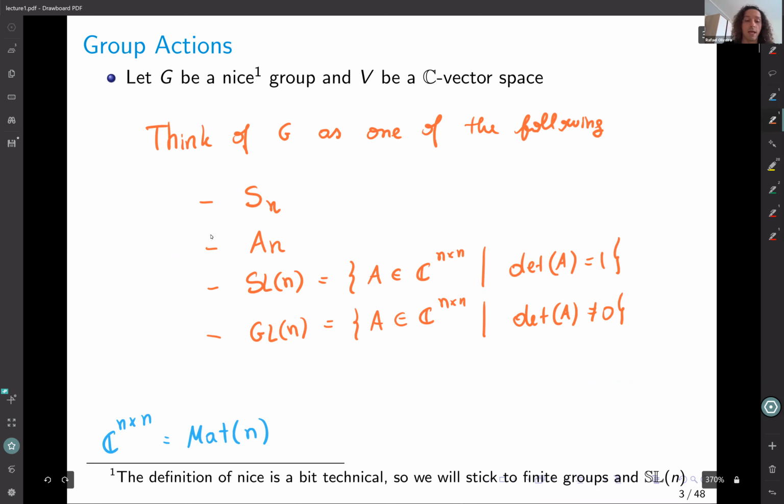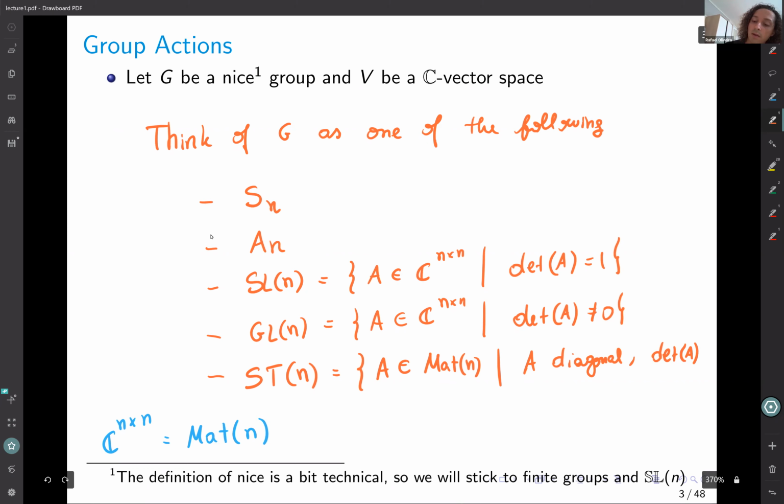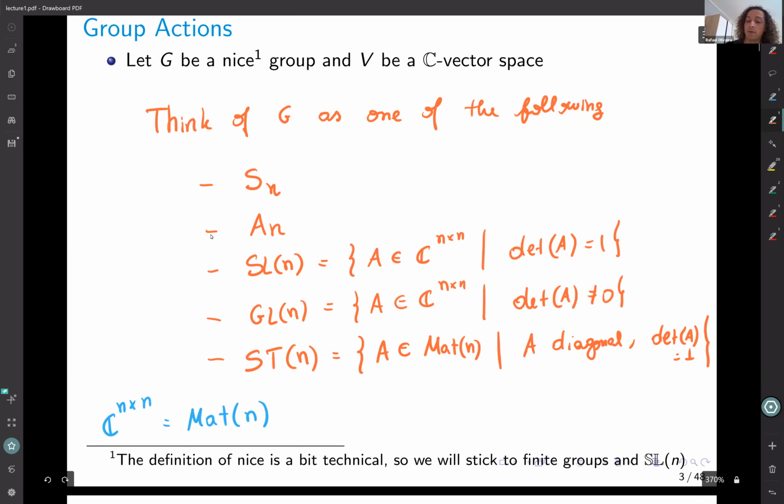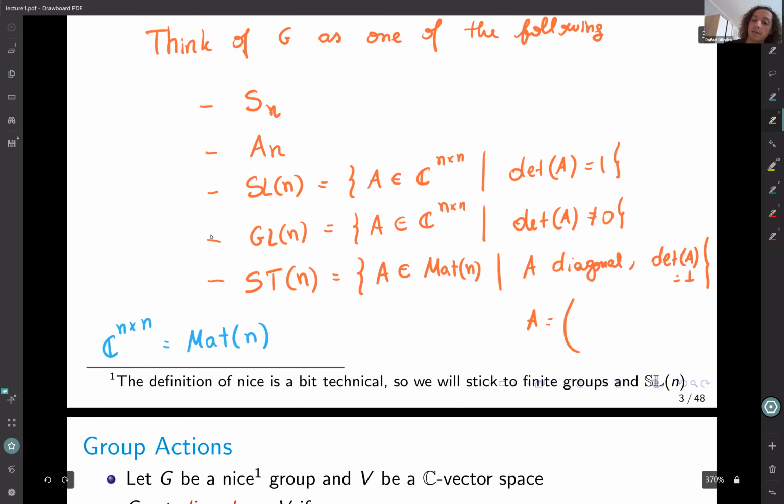And another group that we can think about is the special torus group, which is the set of n by n matrices A such that A is diagonal, and the determinant of A is equal to 1. Okay, so in particular, you can write A as A1 up to An and zeros everywhere else. So think of G as being one of those groups.